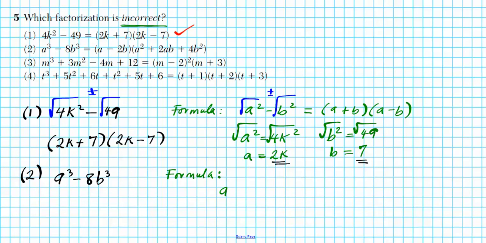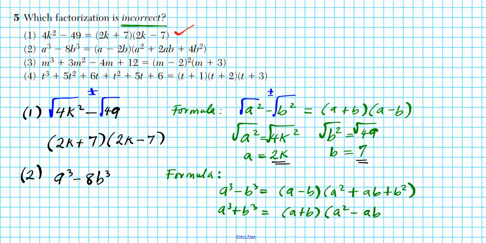The first one is a difference of cubes: a cubed minus b cubed. The factored state is a minus b times a squared plus ab plus b squared. And if you have a to the third plus b to the third, you have a plus b times a squared minus ab plus b squared.